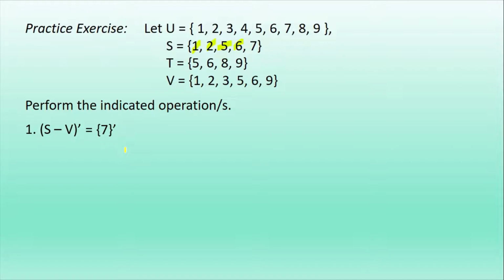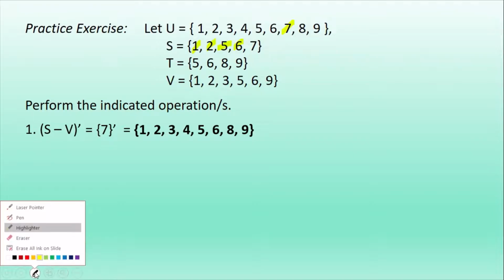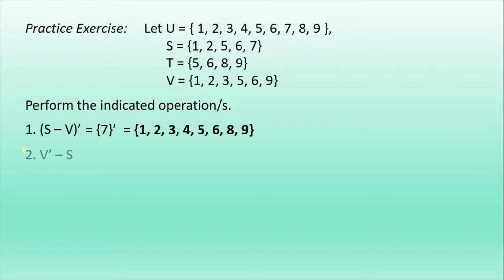The next task is to get the 7 prime, or the complement of 7. In the universal set, we just have to erase or delete 7 there. And those that remain are its complement. Okay, so the answer for this S minus V prime is 1, 2, 3, 4, 5, 6, 8, and 9. Okay? Next, let's have number 2.